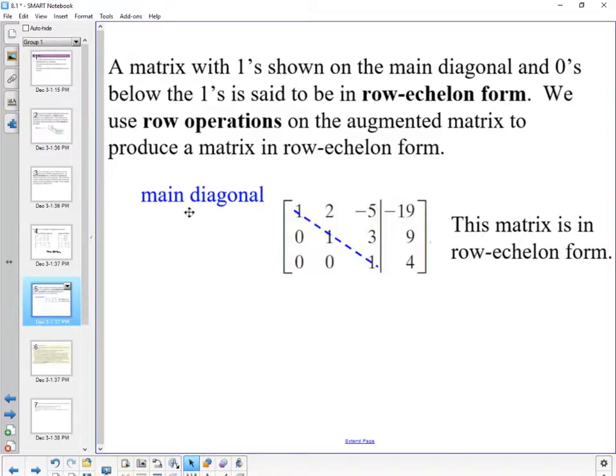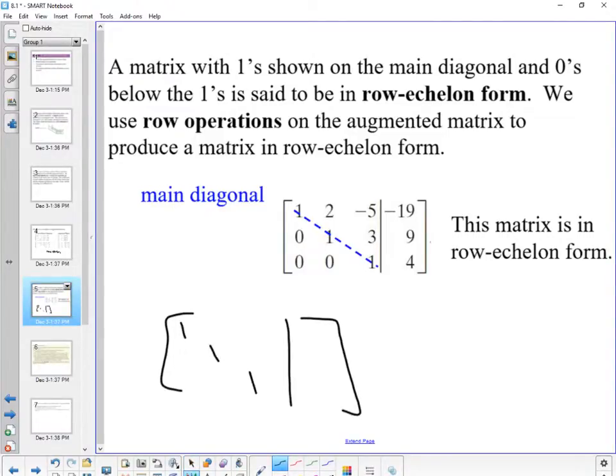Now there's another form. You see the diagonal of ones? Where there'll be zeros below and zeros above. That is called reduced row echelon form. So if you have 1, 1, 1, and 0, 0, 0, 0, 0, 0, something that looks like this, we'll call this X, Y, Z. This is called reduced row echelon form. And that is the best one. We love that one. It's just a lot easier. A lot less work.